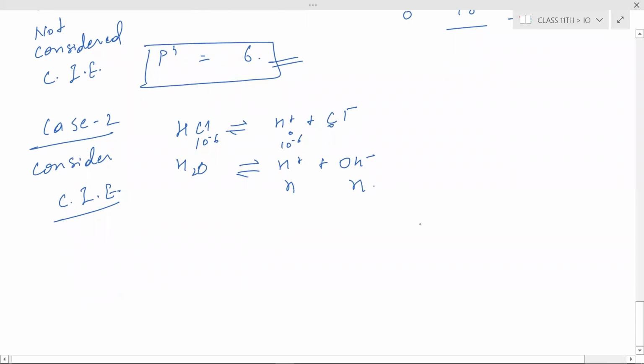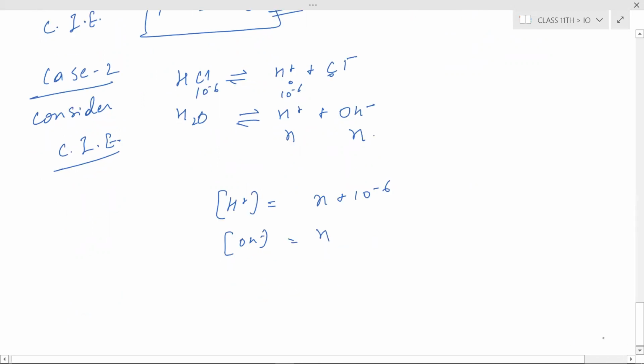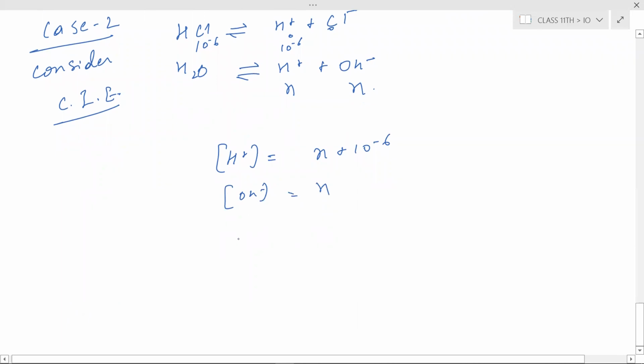So Kw is constant, which is 10 raised to minus 14. H plus ion concentration here will be equal to X plus 10 raised to minus 6, and OH minus concentration here will be equal to X. The product of H plus and OH negative will be X plus 10 raised to minus 6 into X, which is equal to 10 raised to minus 14, that is H plus into OH minus is equal to Kw, at room temperature 10 raised to minus 14. So let us solve it further.